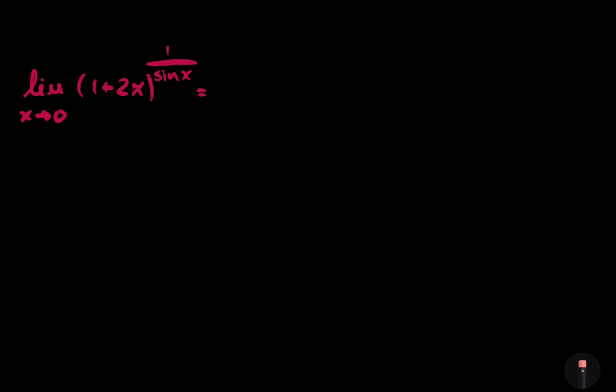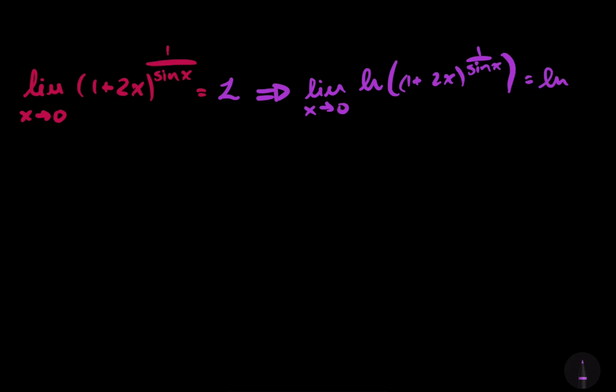And so essentially what you can do is you can again just set this equal to L, take the natural log of both sides, and then swap the limit with the natural log. So the limit as x approaches 0 of the natural log of this argument over here, so 1 plus 2x to the 1 over sine x, and that's equal to the natural log of L. And then again, if you work through all of this, you should end up with a final answer of L equals, I believe it was e squared.